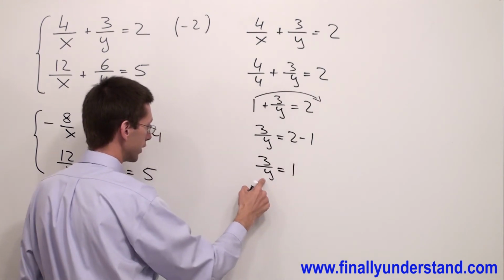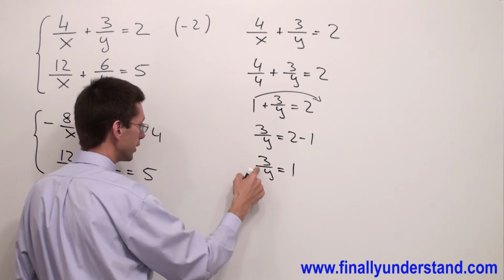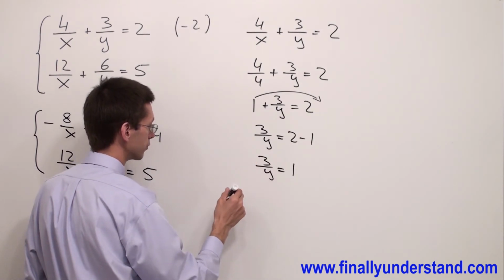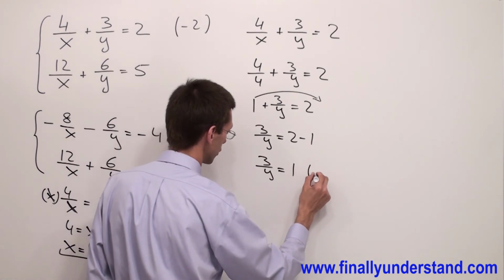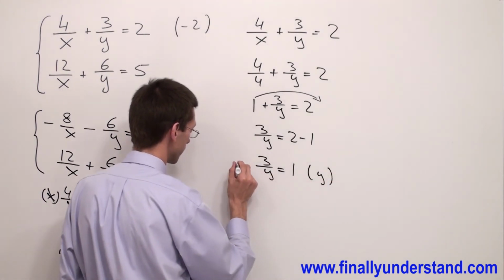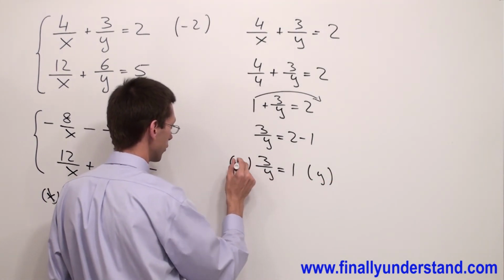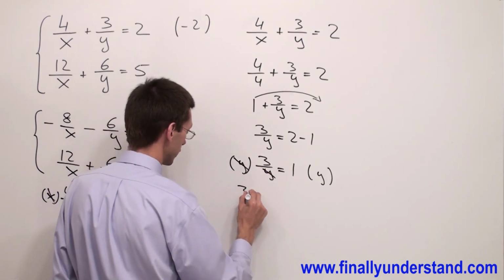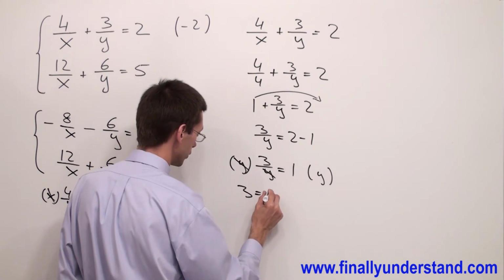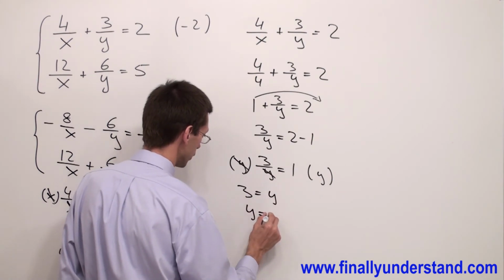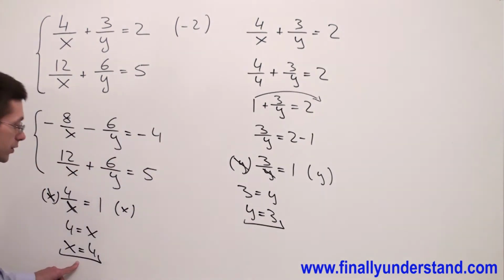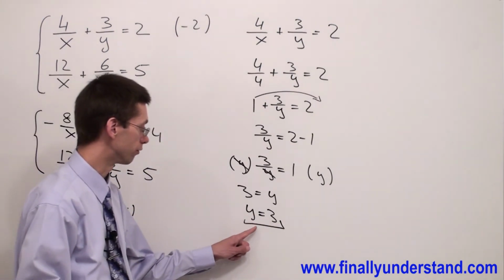In order to find y, I have to eliminate the fraction. Anytime you want to eliminate the fraction, you have to multiply both sides of the equation by the denominator, always by the denominator. So I have y and y will cancel out. And we have 3 is equal to 1 times y, which is y. y is equal to 3. So I got the value of x and I got the value of y.